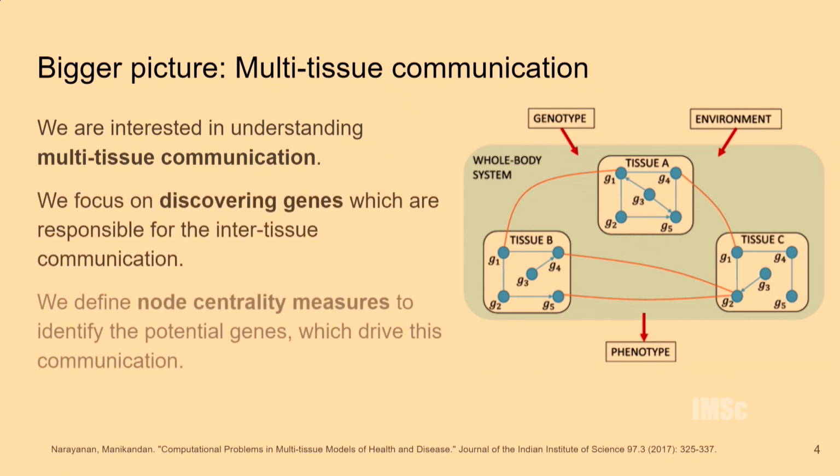So we want to identify such genes in these multi-tissue systems, which may not have direct connections outside that tissue, but still they are good candidates to derive inter-tissue communication. And we use centrality measures to do that. Now, how do we first come to this network, this multi-layer network?